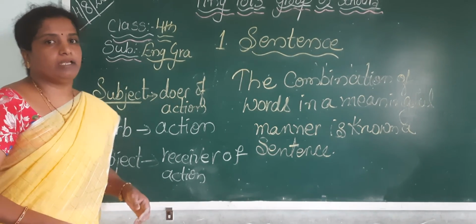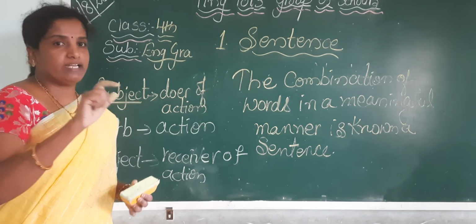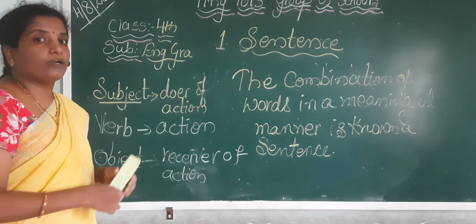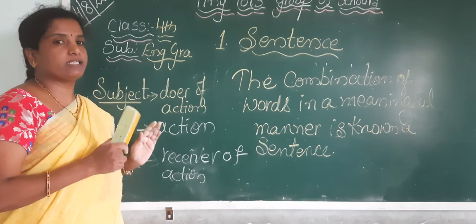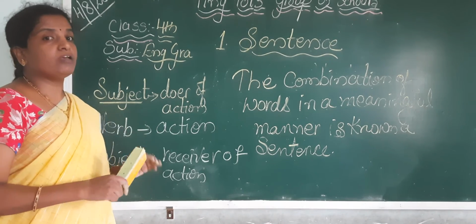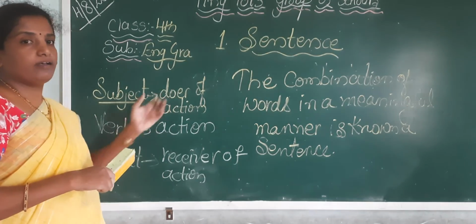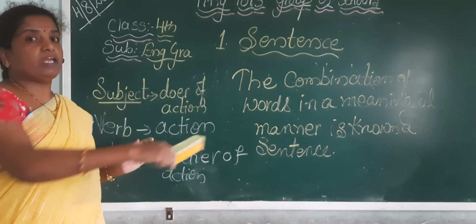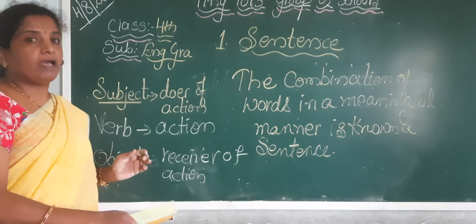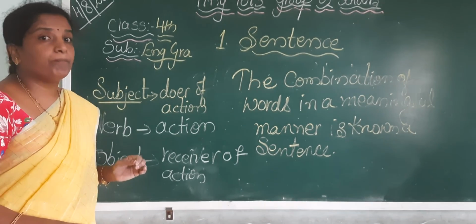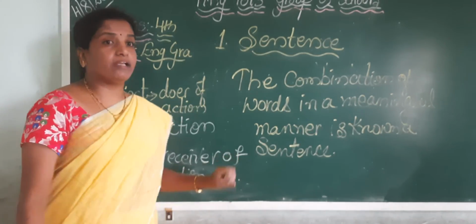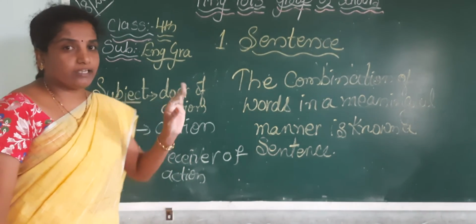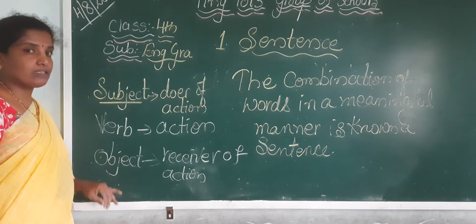A sentence can be divided into two parts. One is subject and another is predicate. The doer of the action is known as the subject, meaning the person who works in the sentence is known as the subject, and the remaining part is known as the predicate. And the predicate includes verb as well as object.